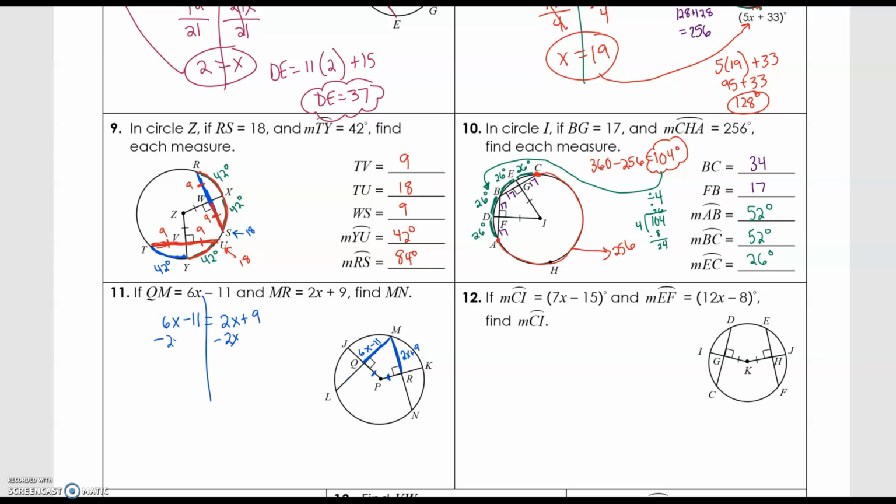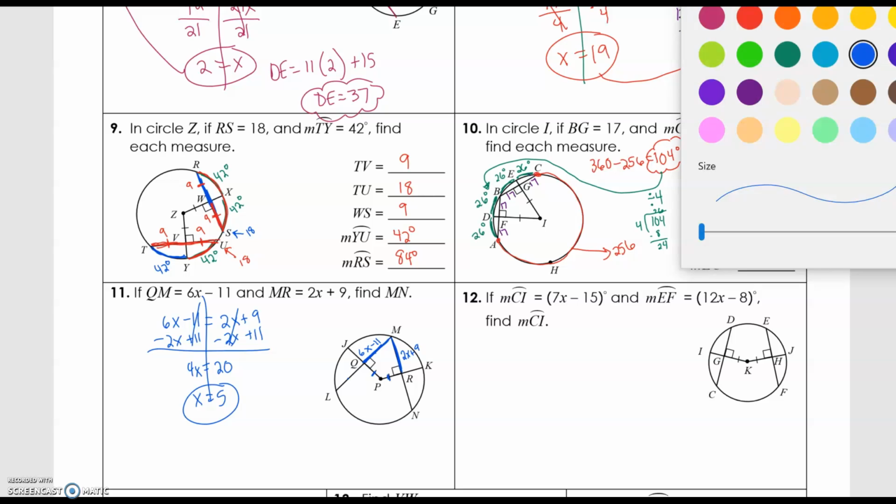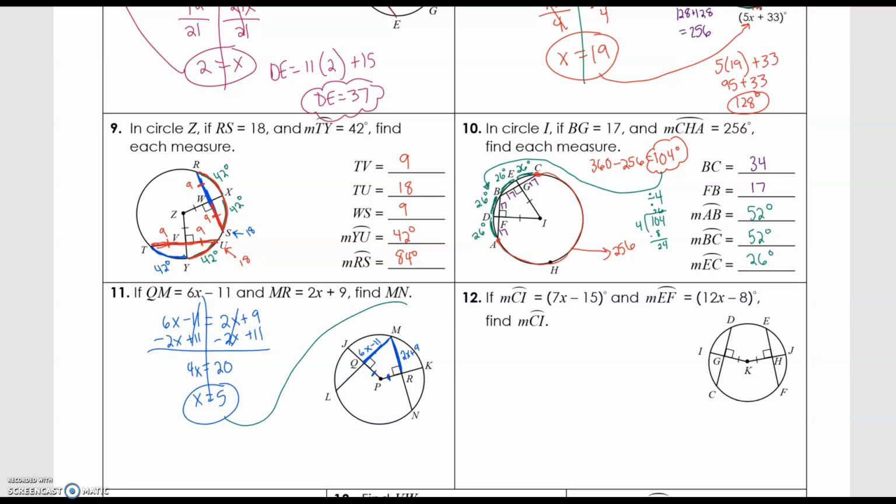You solve it. I like to do it at the same time. So I get 4x equals 20. So x equals 5. And then it says to find MN. So I am going to take 5, plug it in here. So I get 2 times 5 plus 9, so that's 19. So what that means is MR is 19, which means RN is 19, and 19 plus 19 equals 38.